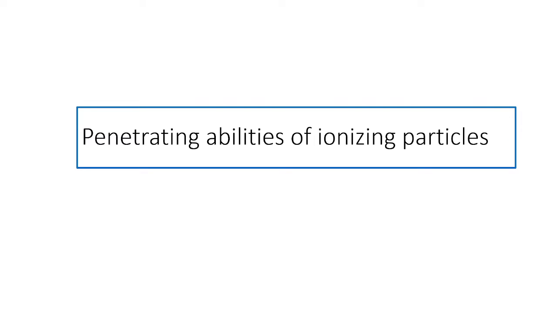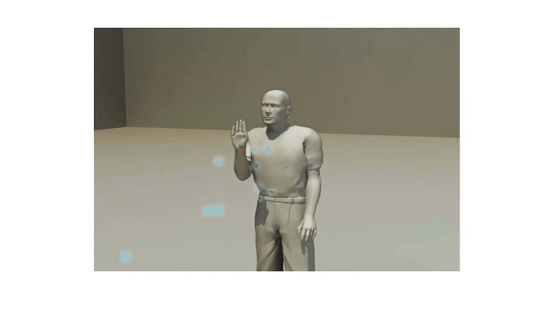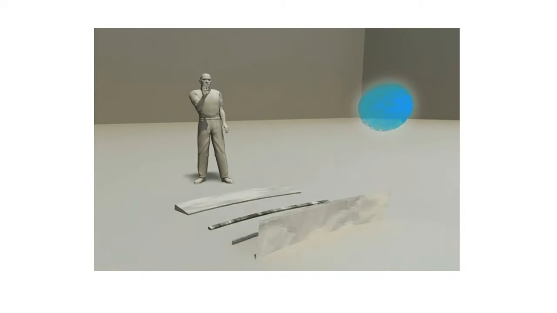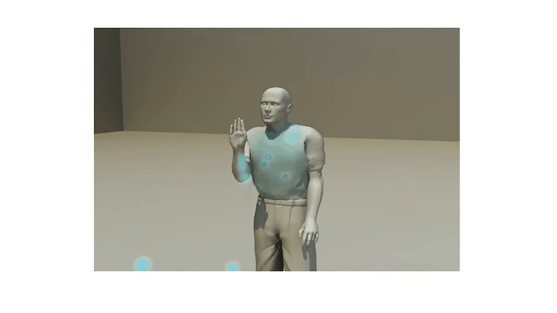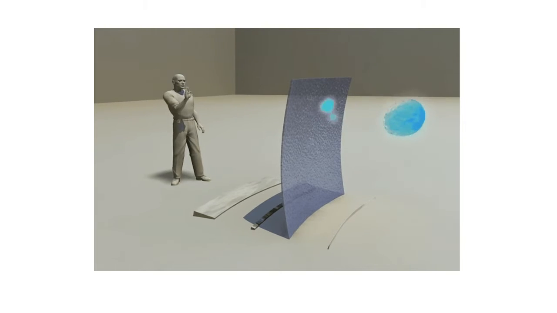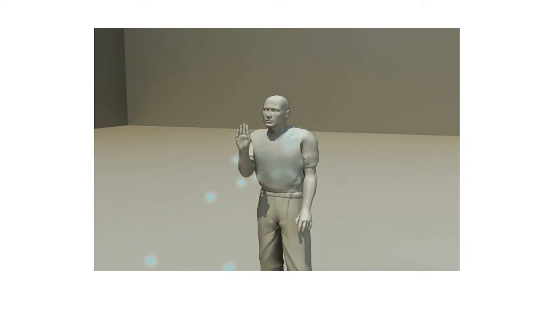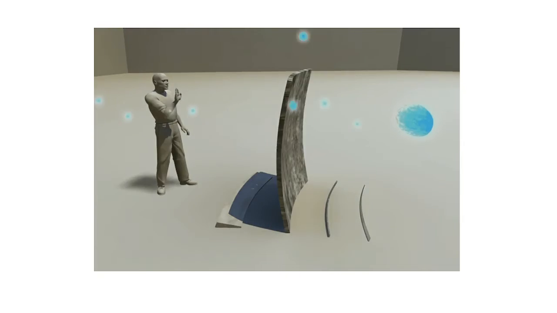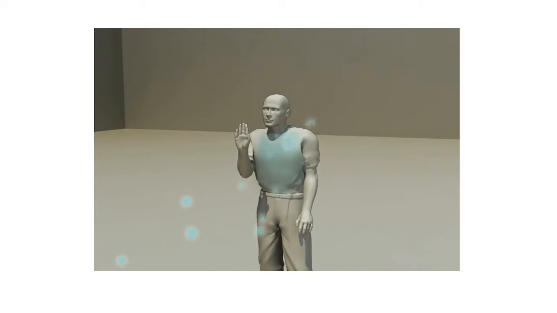Moving on to the penetrating abilities of the ionizing particles. We have already discussed that alpha particles are heavier in nature; they can be stopped using a piece of paper and cannot penetrate even the skin. Beta particles, on the other hand, can pass through half an inch of skin and can be stopped using half an inch of aluminum.